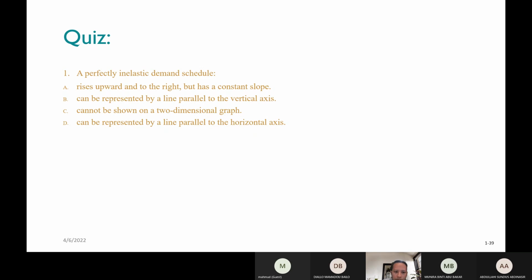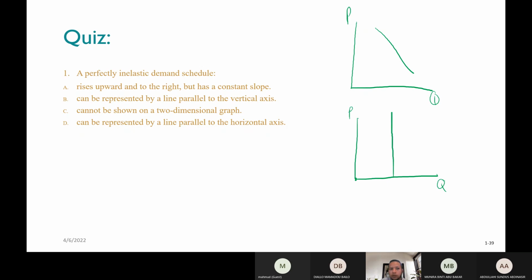Okay, so if you remember the perfectly inelastic demand, this is normal demand, right? Price here, quantity here. But perfectly inelastic demand would look like this. Okay, so what is the answer? Can you guess? Just guess.